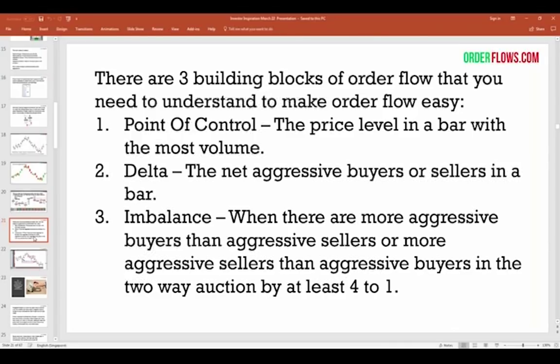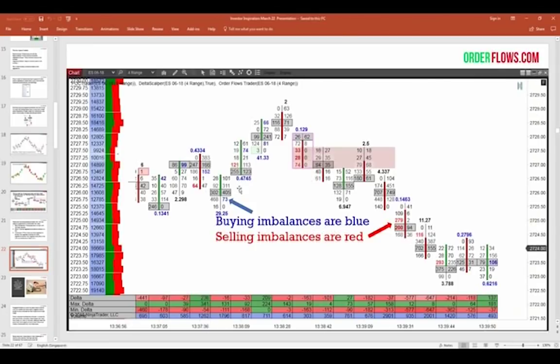Delta is the net aggressive buyers or sellers in a bar. And imbalance, which I'll be talking about today, is when there are more aggressive buyers than aggressive sellers, or more aggressive sellers than aggressive buyers in the two-way auction by at least 4 to 1. And again, buying imbalances in the volume footprint chart will be blue color. Selling imbalances will be red numbers inside the bar.